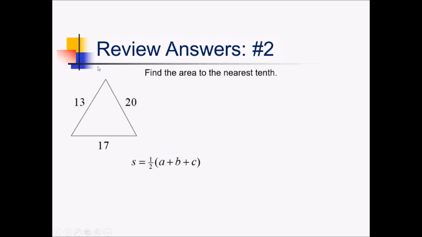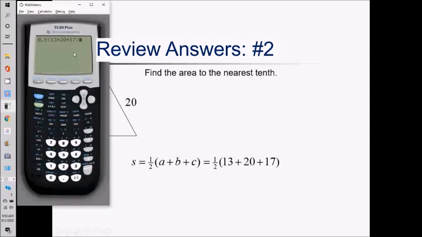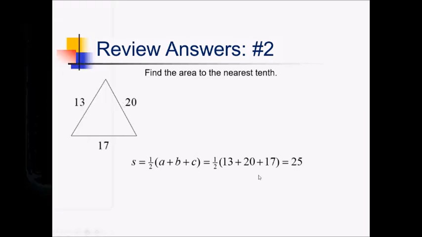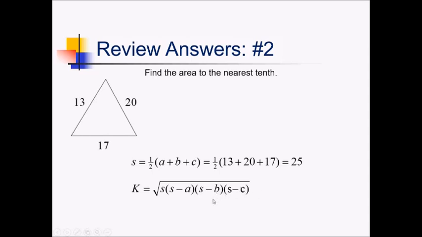So that's 1/2 of 13 plus 20 plus 17 in whatever order you want. Let's just do that on the calculator real quick. So half of all that stuff added together comes out to exactly 25, which is a nice number. Now to actually get the area, we need to use the K part of this formula. K equals the square root of, and then we're going to have s times s minus a times s minus b times s minus c. Basically, semi-perimeter subtracting all of those things.